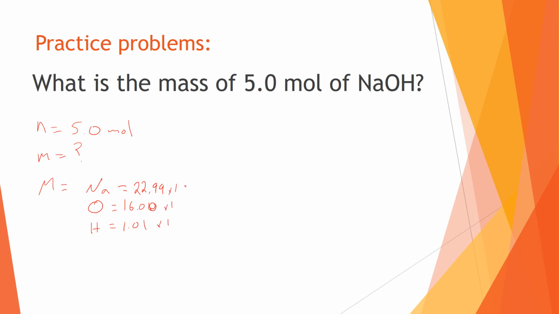All right, so if I add them all up together, again, I'm going to use my calculator, make sure I don't make any mistakes. 22.99 plus 16.00 plus 1.01 gives us a total molar mass for sodium hydroxide of 40.00 grams per mole. Now, some of you might have been doing this with your calculator and you just got 40. Okay, it adds up to a nice whole number.